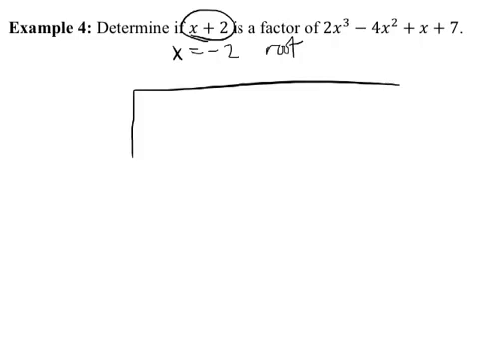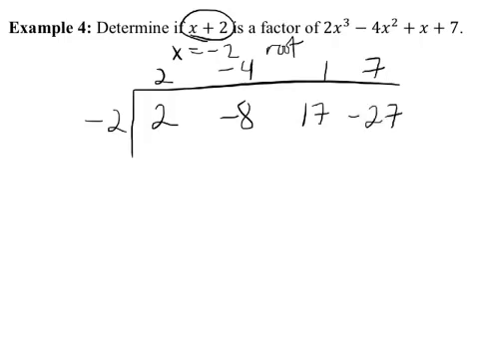So let's plug in negative 2 into our table. Across the top, we have 2, negative 4, 1, and 7. Bring it down to 2. Multiplying, adding, we're going to get negative 8. Again, multiplying, adding, we're going to get 17. And then again, multiplying and adding, we're going to get negative 27. So the remainder is negative 27.